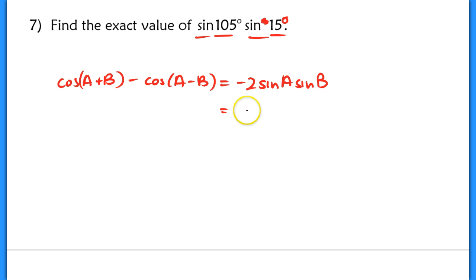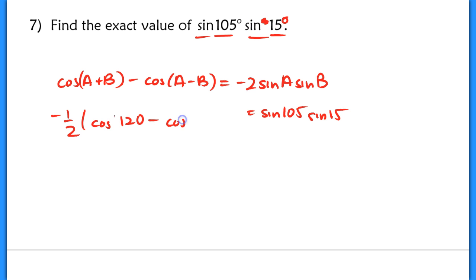So I have negative 2 times the sine of 105 times the sine of 15 here. I need to get rid of that negative 2, so I'm just going to divide that out to the other side. So I have negative 1/2 times the cosine of a plus b, which is 120, and a minus b was 90 degrees, so the cosine of 90 degrees here.